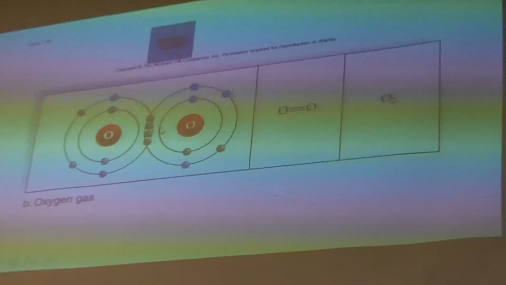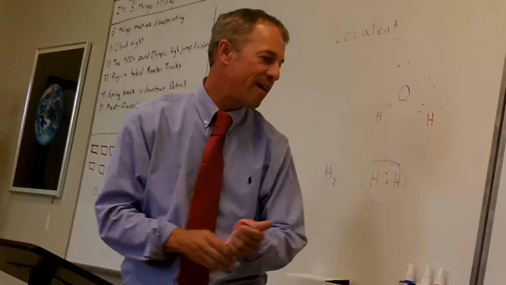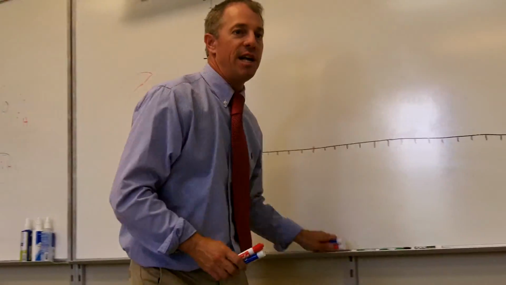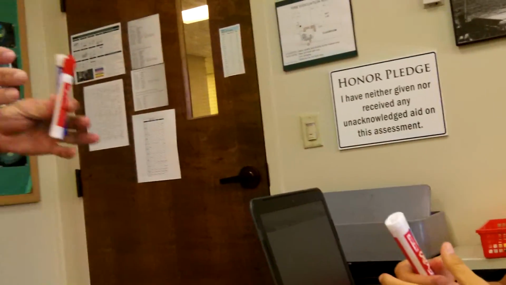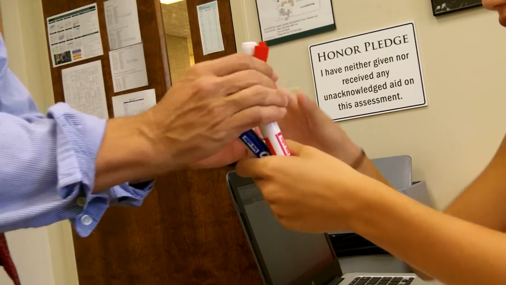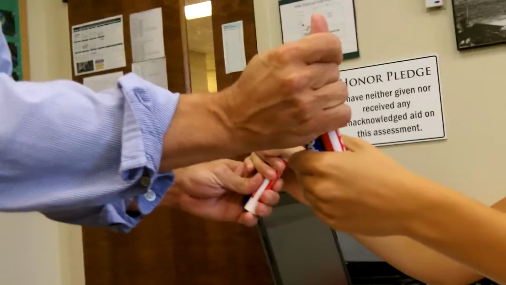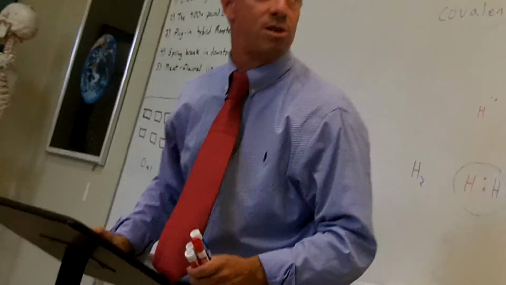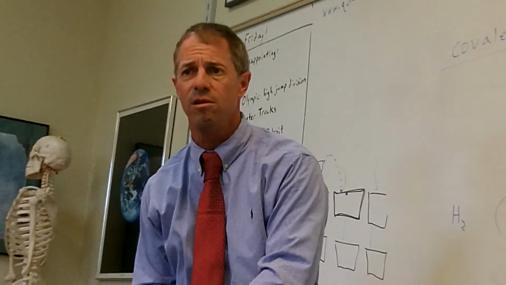There's oxygen. Oxygen shares 2 pairs of electrons. So if I was an oxygen and you were an oxygen, we would share 2. You ready? Let's share 2. Go either hand. So now we're sharing 2 pairs of electrons. That's a really strong bond. Okay, let go. So that's O2. That's the gas that you breathe. You heard of O2 before?